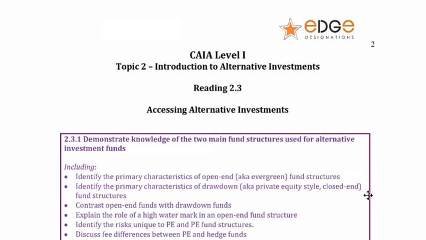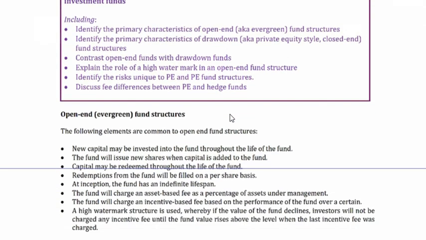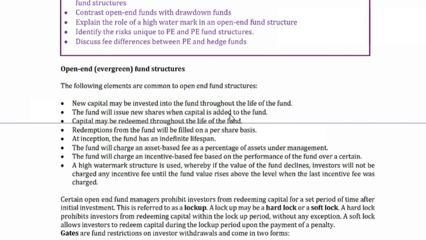Let's get going straight away, and let's start with the very first one on page 2.3.1. Demonstrate knowledge of the 2 main fund structures used for alternative investment funds. We start off over here with what they call the open-end or evergreen fund structure. Now remember, if it's open-end, there's no specific close point, and I suppose the term evergreen bears that out as well.